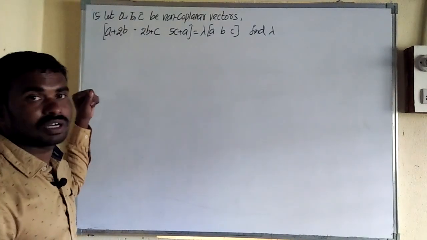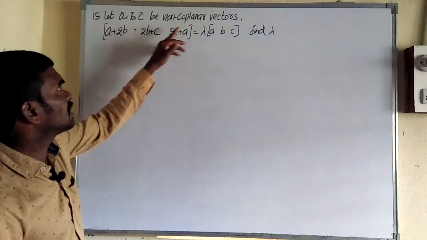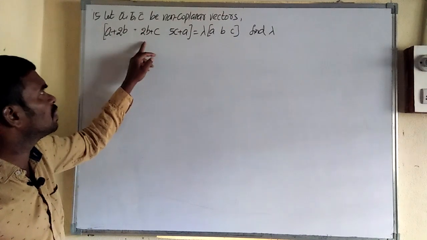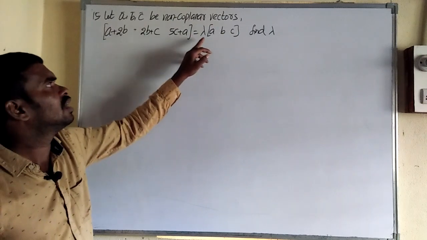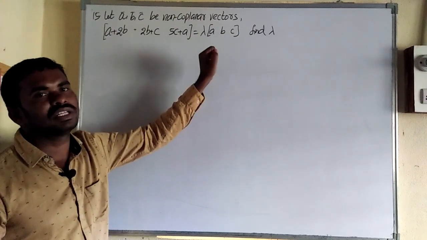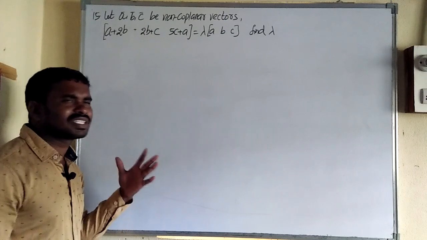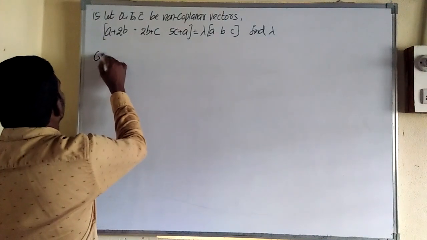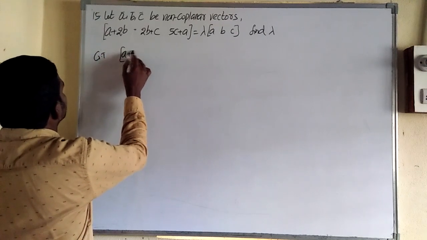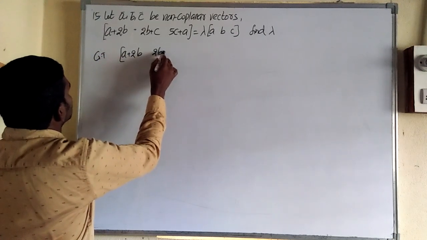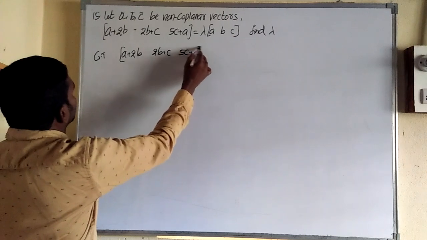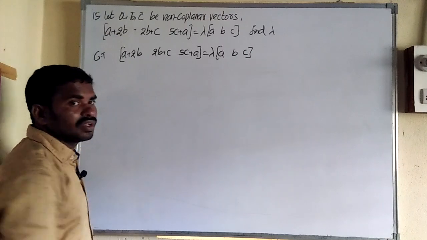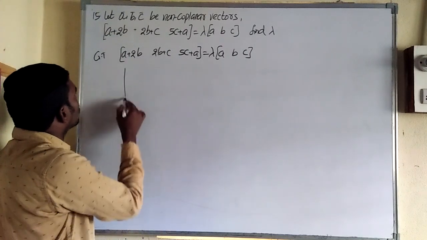Next, in this 15th question: let A, B, C be non-coplanar vectors, and the box of A plus 2B, 2B plus C, 5C plus A is equal to lambda into box A, B, C. Then find lambda. It is a simple problem, just solve the determinant and that's it. So first, what is given? Box A plus 2B, 2B plus C, 5C plus A is equal to lambda into box A, B, C. So how can we do this one?